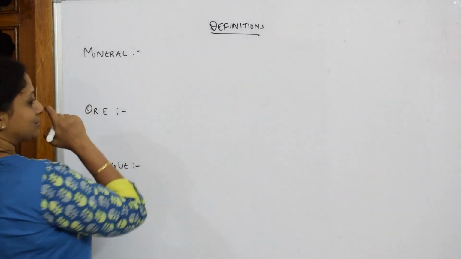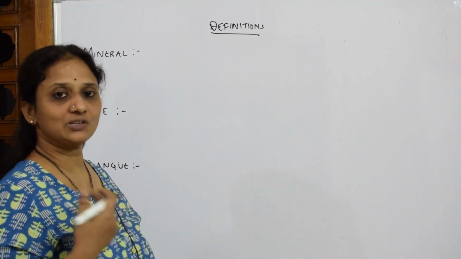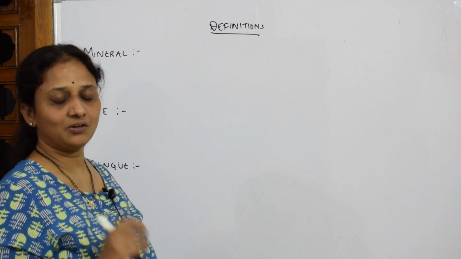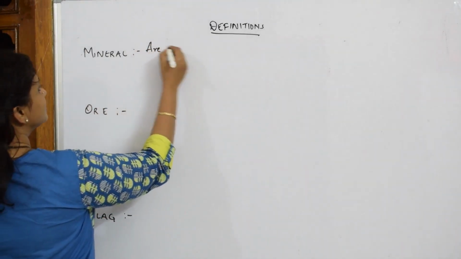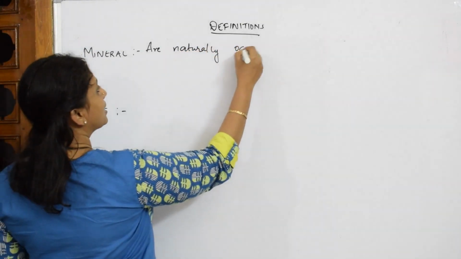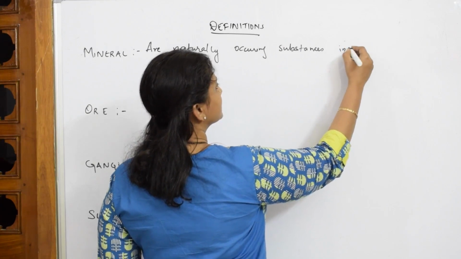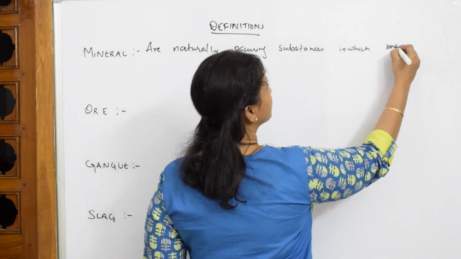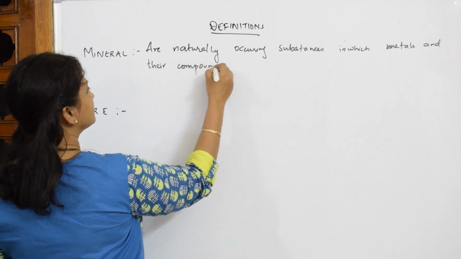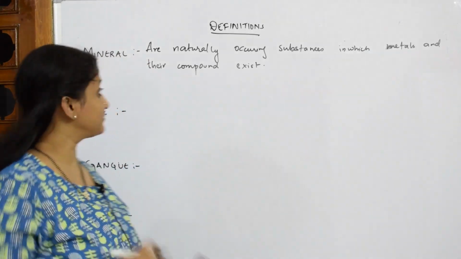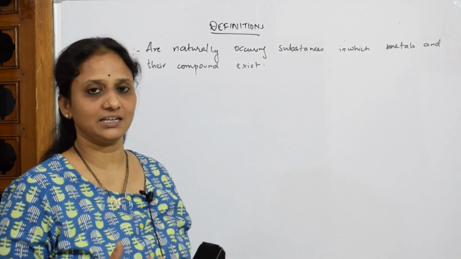So let us write. What is a mineral? We very well know the earth's crust is a combination of n number of minerals, isn't it? Along with that, we also have impurities. Again, we have ores present in those, a type of mineral which we call an ore. So let us start from this. Minerals are, if I have to write the definition, naturally occurring substances in which metals and their compounds exist. This is the way of writing a definition. So minerals are naturally occurring substances in which metals and their corresponding compounds exist together in nature. Now what is an ore?